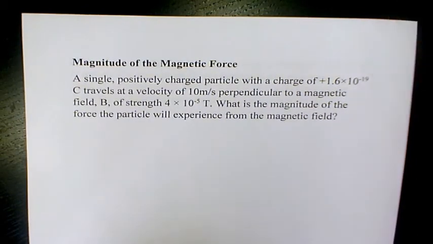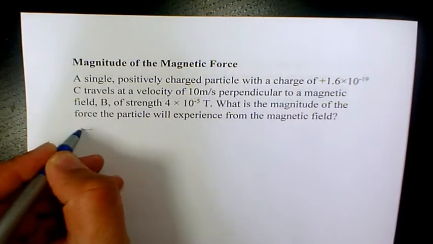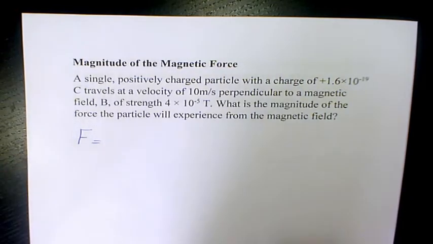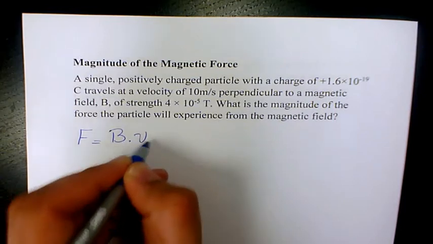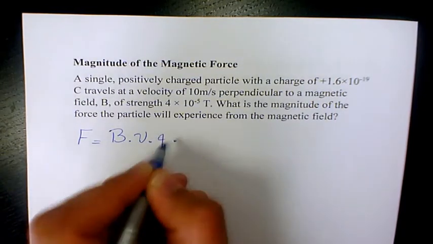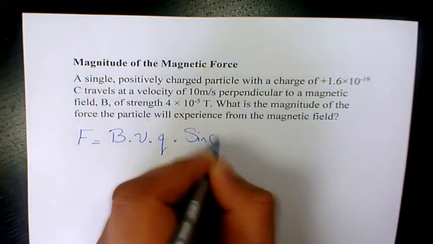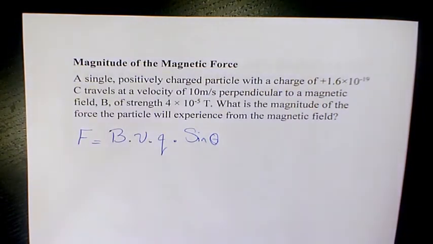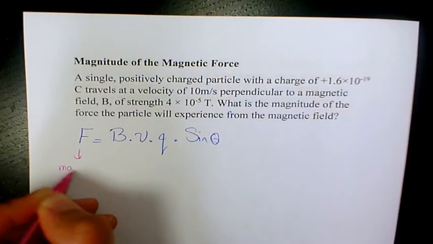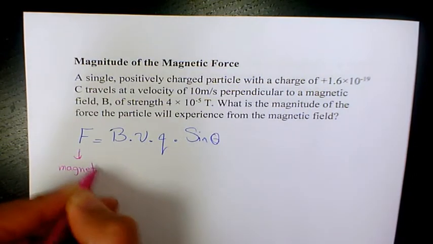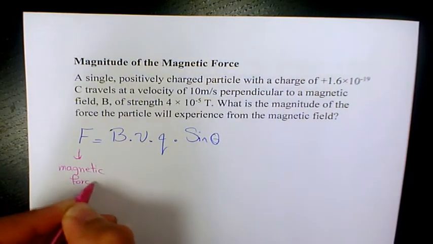So in order to find out the magnetic force, I'm going to call it F. F will be equal to B times V times Q times sine theta. That's the relationship between magnetic force, F, in terms of Newton.